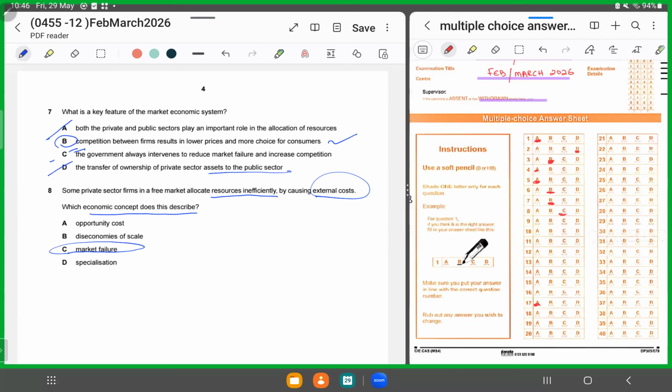It cannot be opportunity cost because we're not talking about any alternative uses. It's not diseconomies of scale because we are not talking about cost. Are we talking about average cost? No. It's not specialization because we are not talking about how an economy is good at producing particular types of goods, right? We're not talking about division of labor. We're not talking about specialization. So it's C.